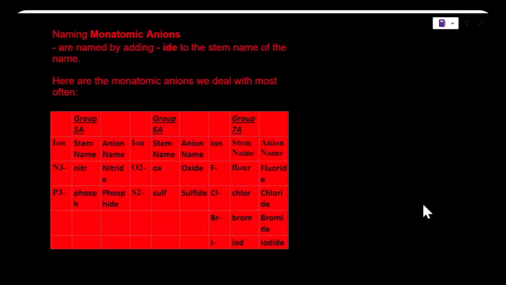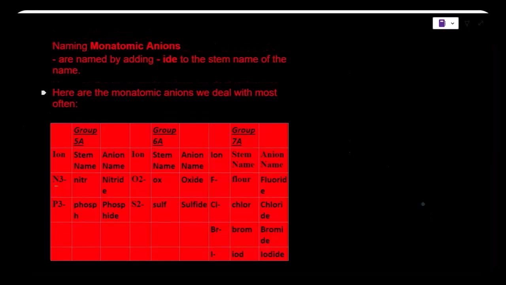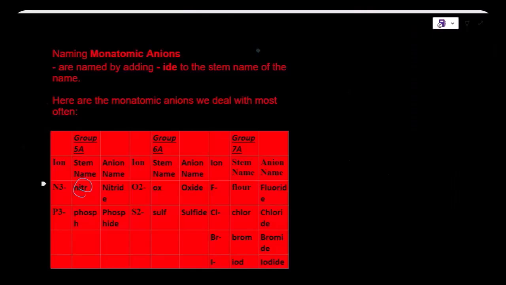Next, we can start naming monoatomic anions. Anions are named by adding -ide to the stem of the name. Here are some monoatomic anions we deal with most often. Looking at nitrogen with a negative charge of 3, we would put -ide after the stem, so it would be nitride.